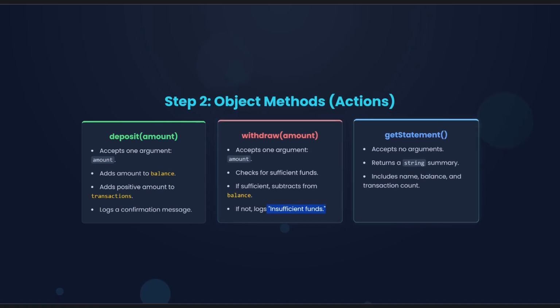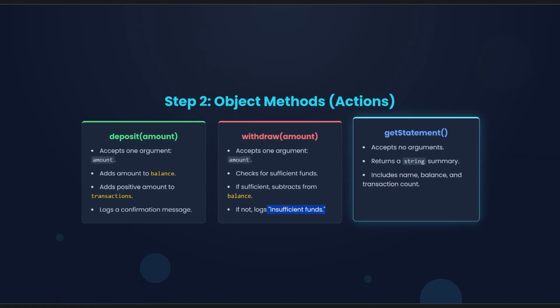Okay? And the final method is a getStatement method. This method will be our summary. It doesn't need any arguments. It should return a string that summarizes the account status. For example, "Statement for Jane Smith: The current balance is $450. Total transactions: 2."